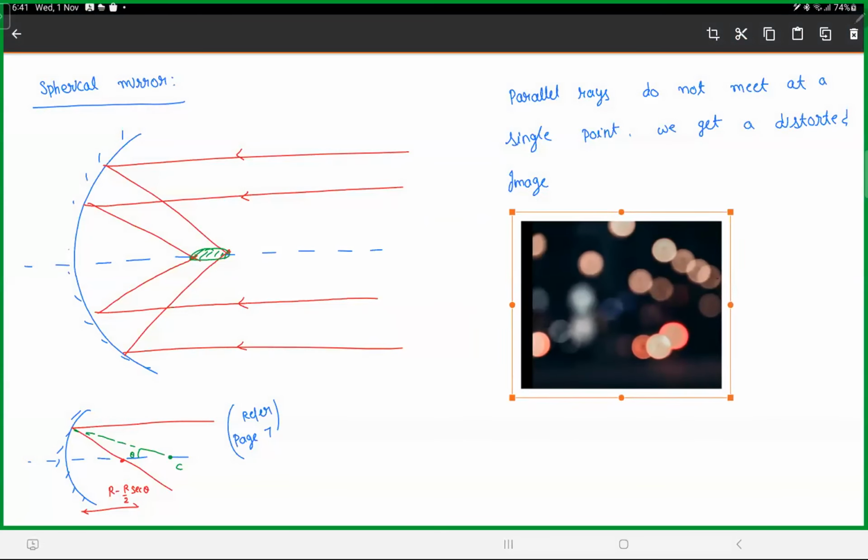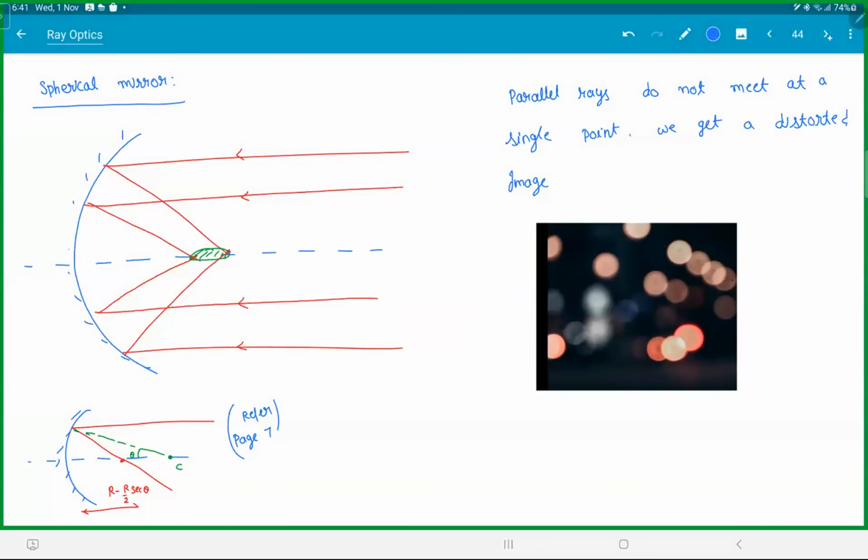It kind of looks like this. The images will be blurred. You won't see a proper spot. You've seen this kind of thing during rainy season when there's water on the glass. People with glasses, if you just remove the glasses, your vision will become like this only.